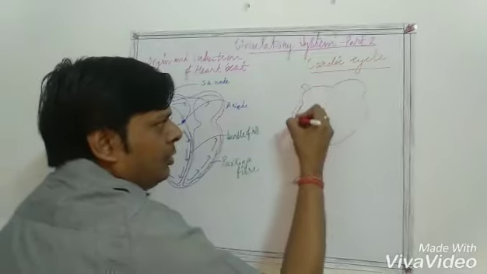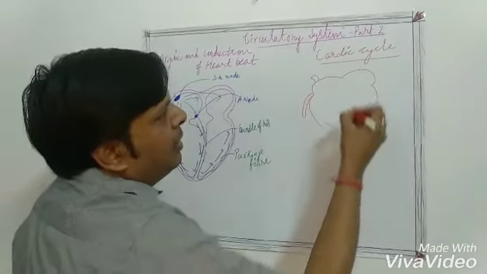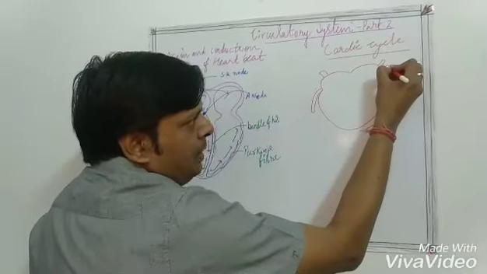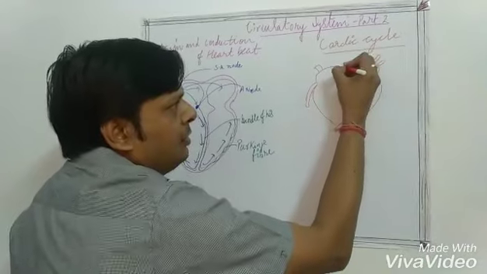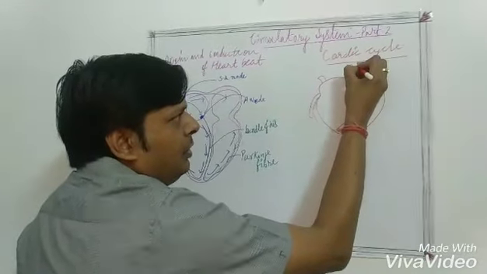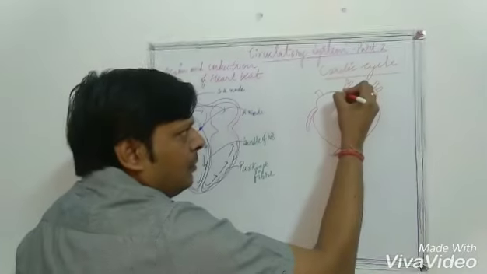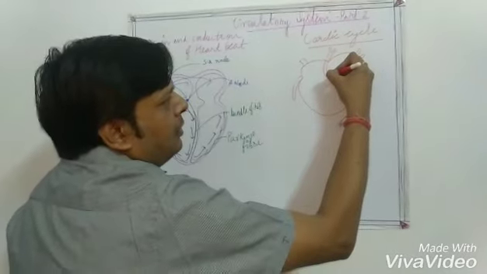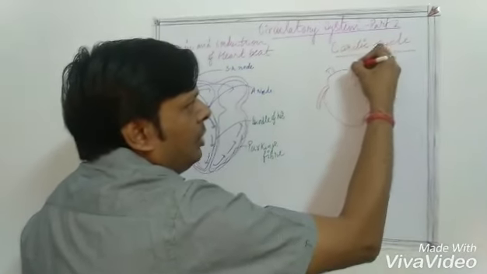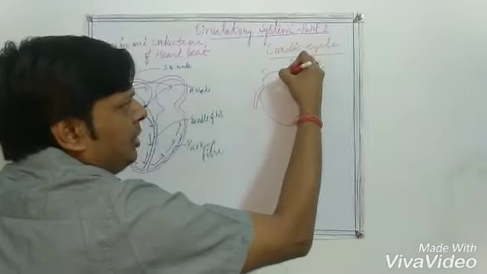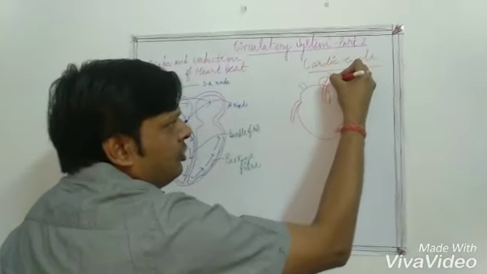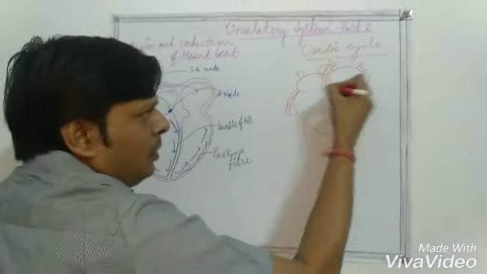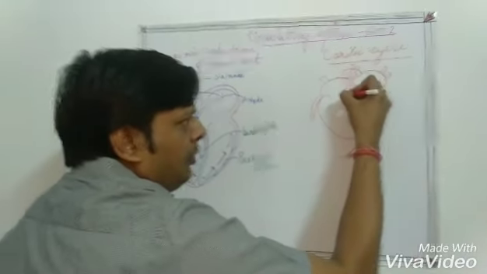Deoxygenated blood in the heart is received by the vena cava. These are the pulmonary veins, which bring oxygenated blood to the heart. This is the pulmonary artery, which carries deoxygenated blood to the lungs. And this one is the aorta, the systemic aorta, the major artery which distributes oxygenated blood to all parts of the body. This is the simple anatomy of the heart.